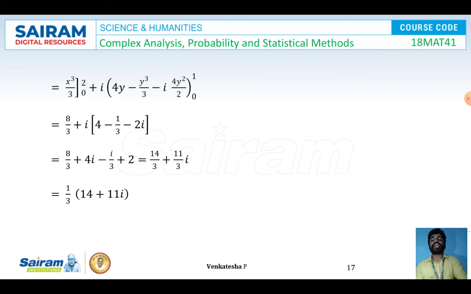Now after integrating that, I got the equation like x³ by 3 between the limit 0 to 2, plus i times (4y minus y³ by 3 minus i 4y² by 2) between the limit 0 to 1. Applying the upper limit here, it will become 8 by 3 and lower limit is 0. And here applying the upper limit, it will become 4 minus 1 by 3 minus i 4 by 2, and for lower limit it is 0. So I got the equation 8 by 3 plus i times (4 minus 1 by 3 minus 2i). So it will become 8 by 3 plus 4i minus i by 3 plus 2. So it is 14 by 3 plus 11 by 3 i. By taking 1 by 3 common factor, I got the equation 1 by 3 into (14 plus 11i).